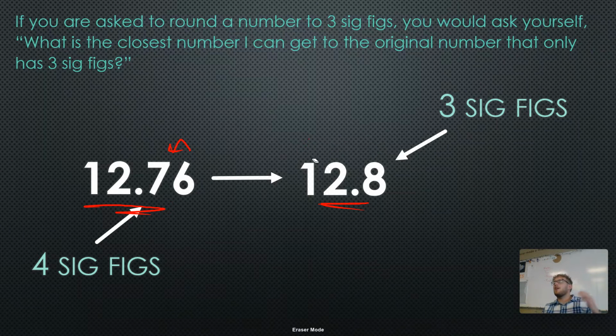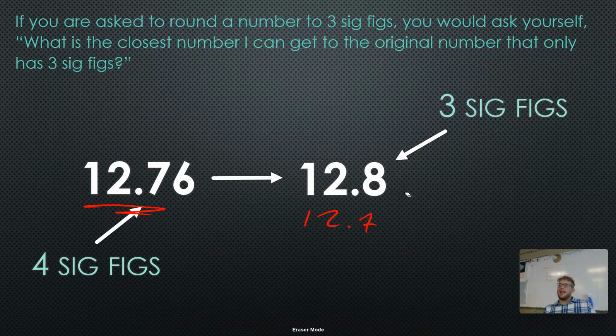All right. So if I'm asked to round a number, the question I'm asking myself is, what is the closest number I can get to the original number that only has this amount of sig figs? In this case, I was rounding the number to 3 sig figs, so it's going to be 12.8. All right. Why wouldn't it be 12.80? Good question. Think about it. That would be 1, 2, 3, 4 sig figs. Can't do that. All right. Why wouldn't it be 12.7?